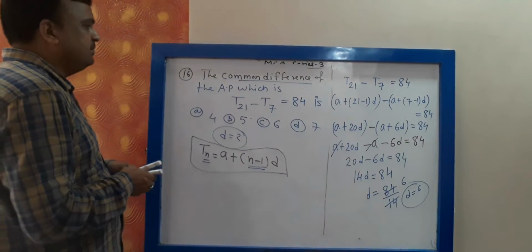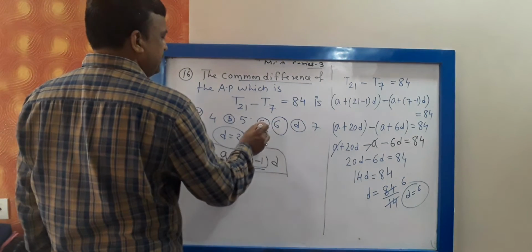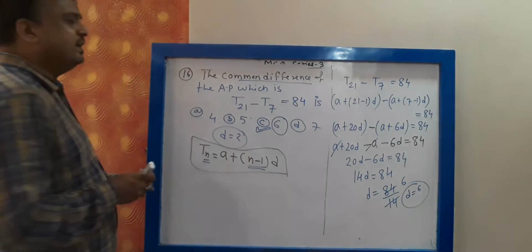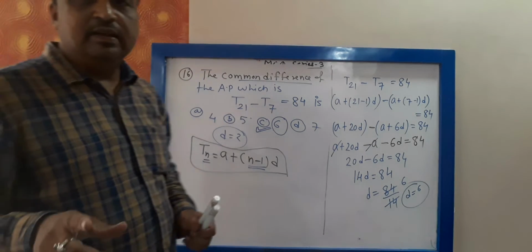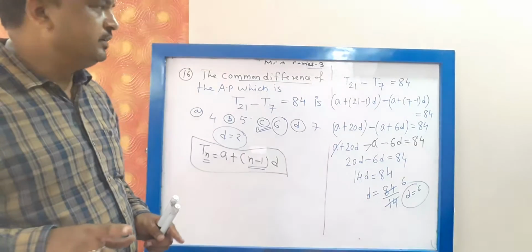So where is option number 6? Answer 6 is in option number C. So C is the correct option. Is it clear, my dear?